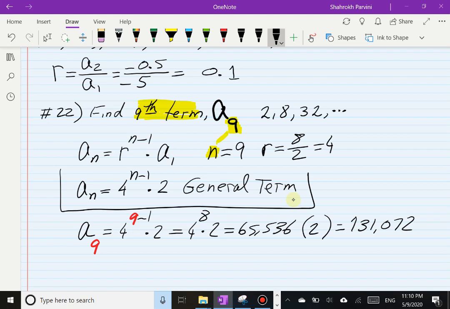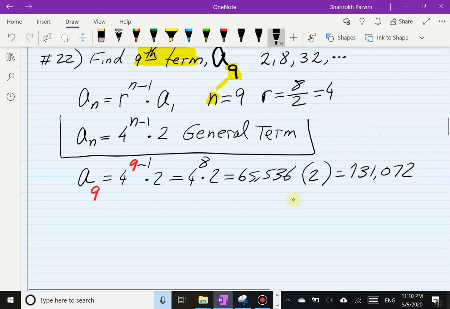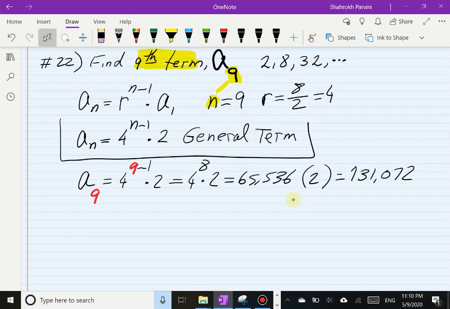And there we go. Pretty large number. That means if you continue multiplying by 4 each time, by the time you get to the 9th term, that term value is going to be 131,000 and change. We are done with this exercise. Now let's take a look at number 24.